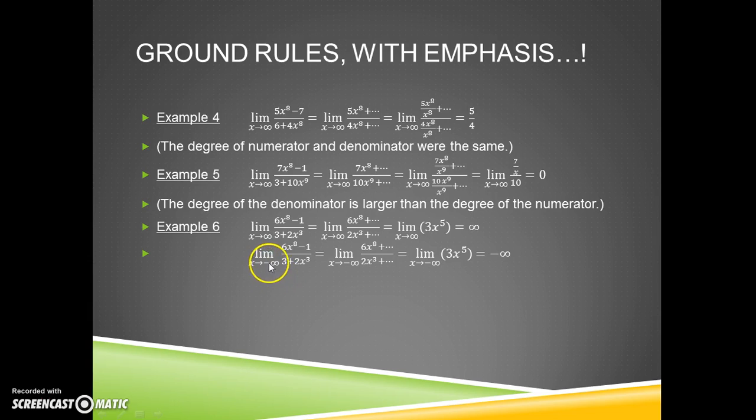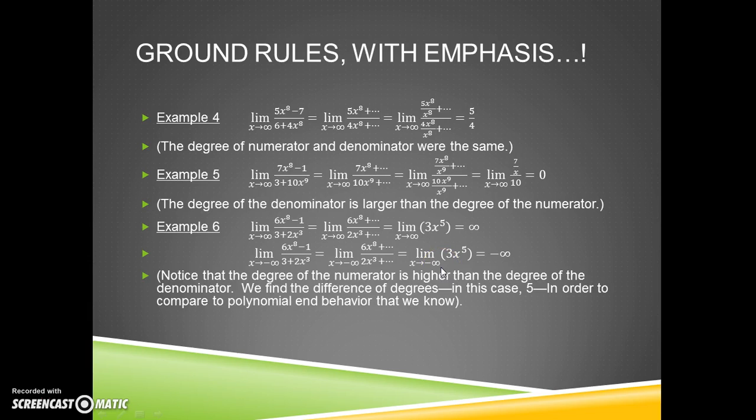Limit as x goes to negative infinity of the same function, (6x^8 − 1) over (3 + 2x^3), is going to be the same as the limit as x goes to negative infinity of 3x to the 5th, and that limit is going to be negative infinity. Remember from the previous slide, odd polynomials will go to negative infinity as x goes to negative infinity. Notice that the degree of the numerator is higher than the degree of the denominator in this case. The difference of degrees, which is an odd number, helps tell us what polynomial end behavior we need to compare the rational function to.